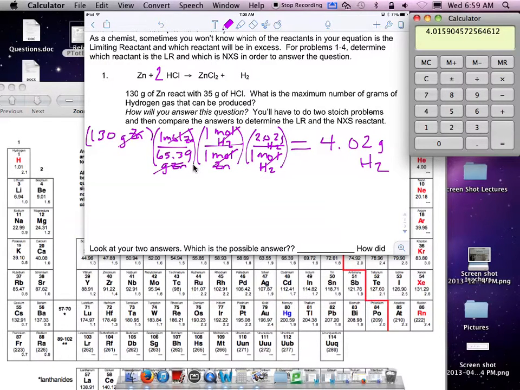So we're going to do all the same steps. This gives us a chance to review this one more time, only we're going to start with this number. So I'm going to start with 35 grams of HCl. But once again, I'm trying to eventually get to grams of hydrogen, so I need to get to the mole switchover step, which means I need to turn grams into moles, but this time of HCl.